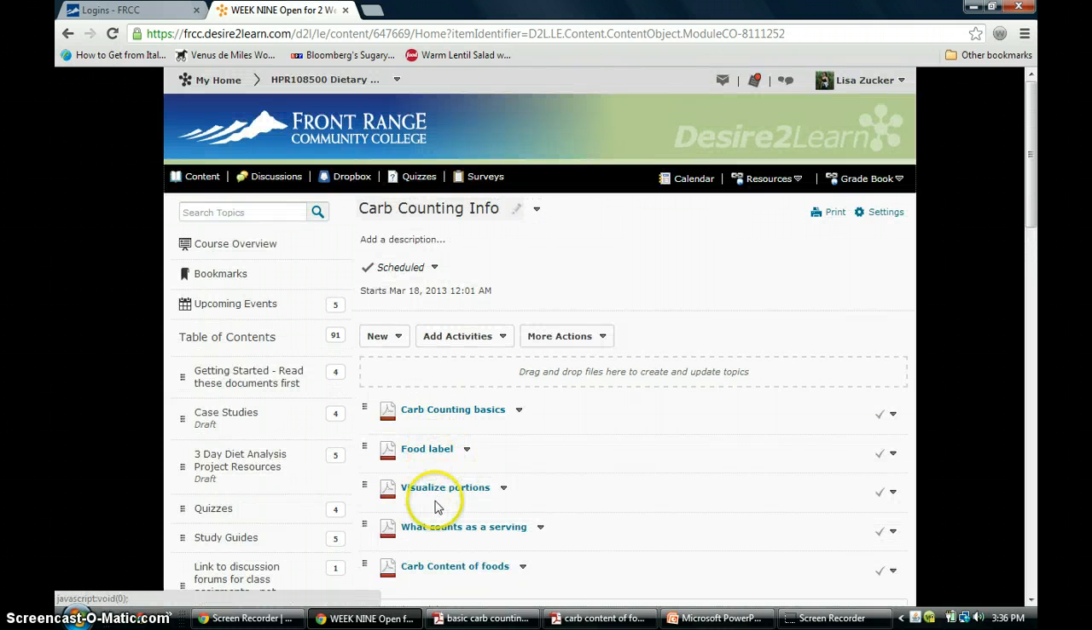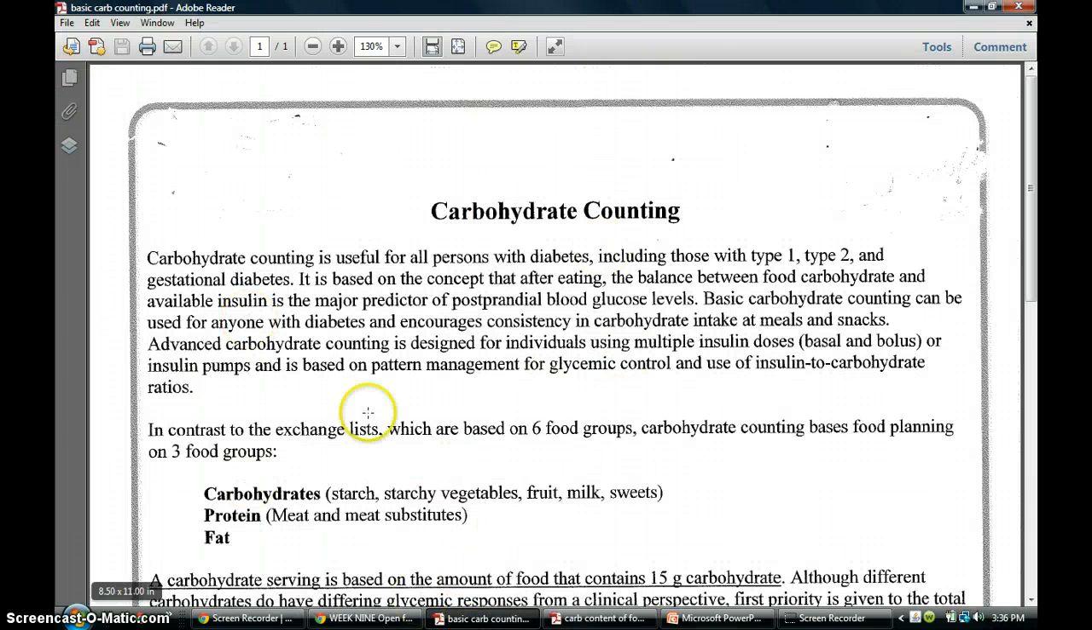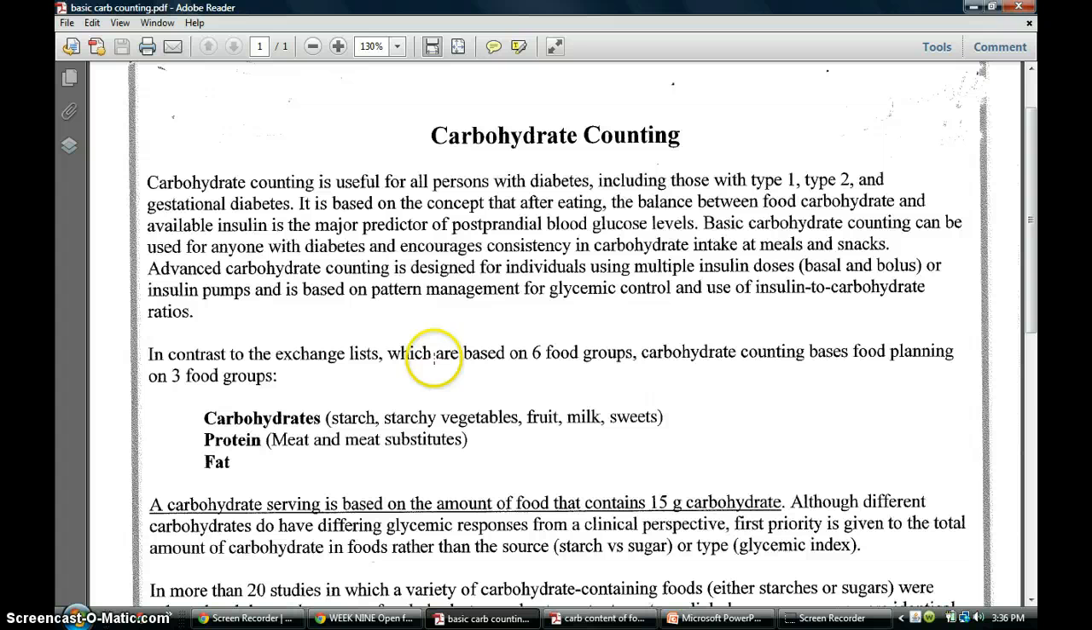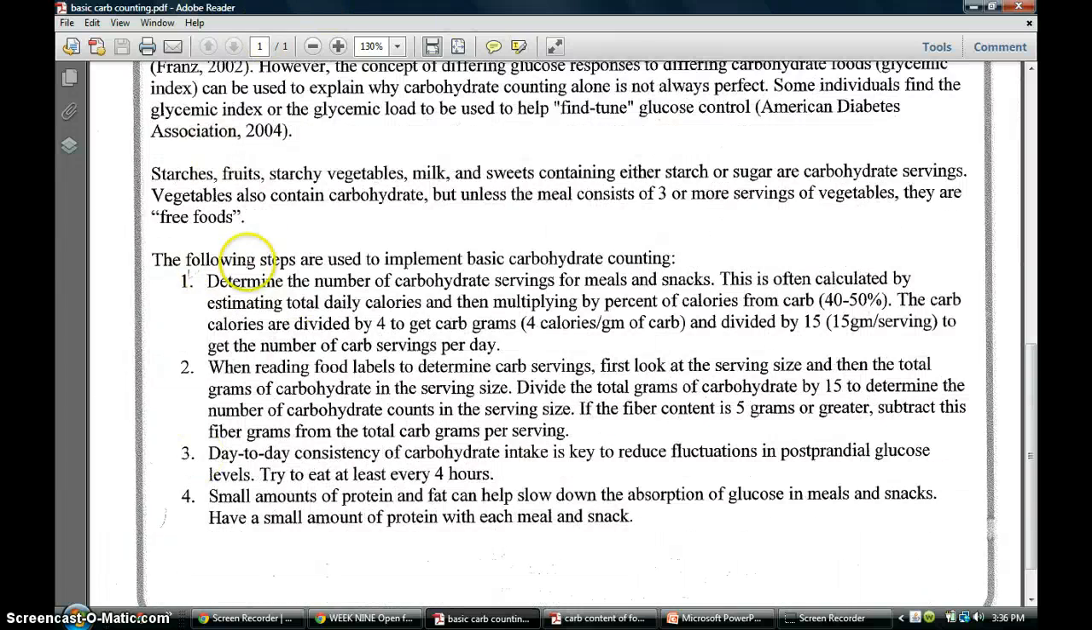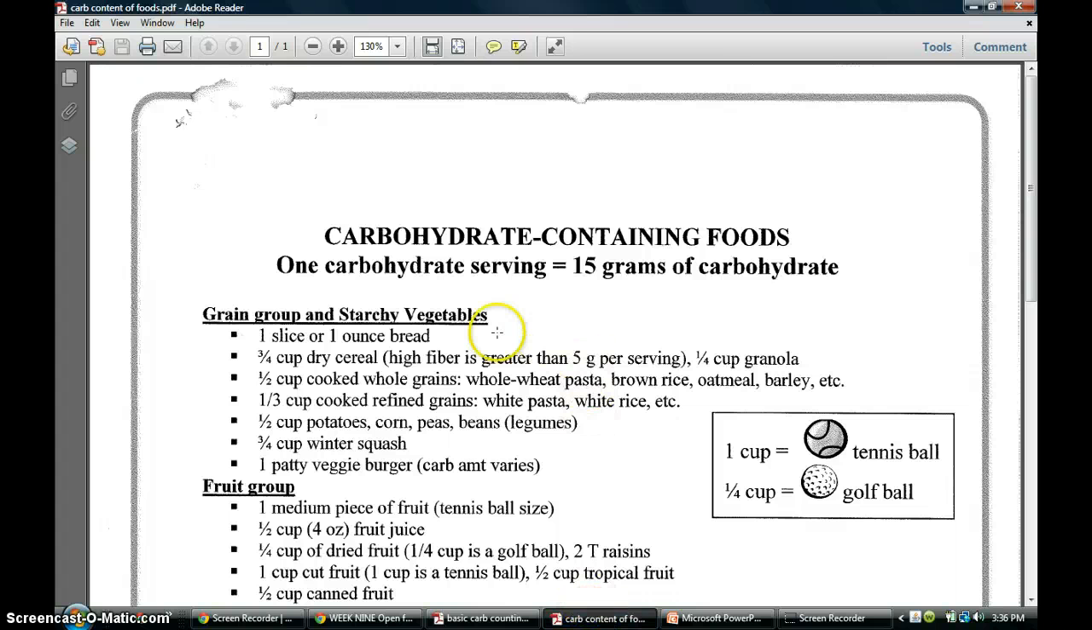there are all these different documents, and these will definitely help you with the case study. Particularly basic carb counting information, I would look over this document, absolutely. It gives you really the basics. It's going to help you really answer the questions for the case study. So the following steps are used to implement basic carb counting, and this is what you'll need for the case study.